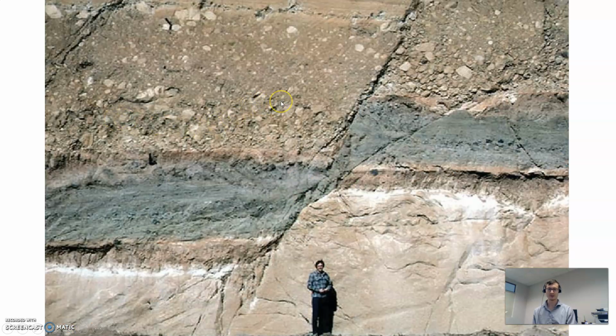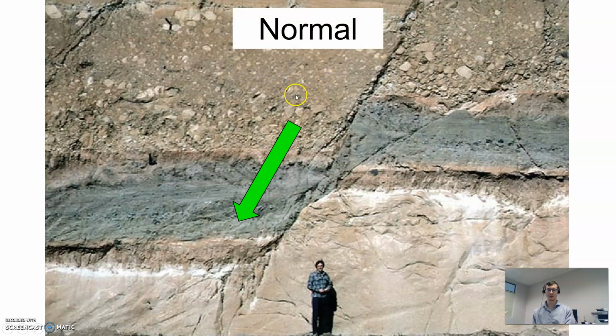Now, this one, you might want to take a moment to pause. So what is happening here? Well, this block may have moved up, but it seems more likely that there was this break between them and this block moved down along this surface. What would that make this? Just make this a normal fault.